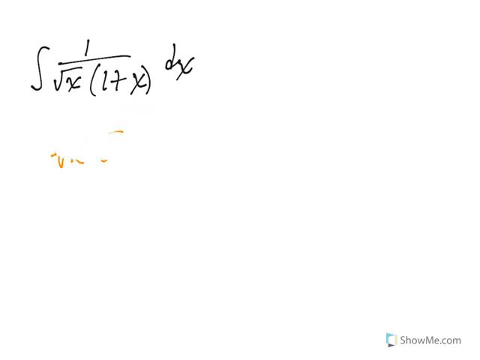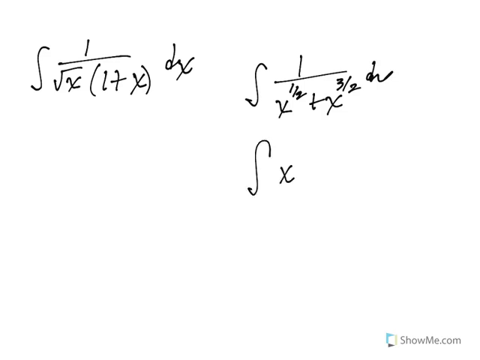So let me clean this up. Believe it or not, this is actually going to be an arctangent. Now, let me pause here for a second and talk about what would happen if I distribute the bottom. If I distribute the bottom, I get 1 over x to the 1/2 plus x to the 3/2 dx. It seems like you could just bring that all up to the top, x to the 1/2 plus x to the 3/2, all to the -1 power dx.